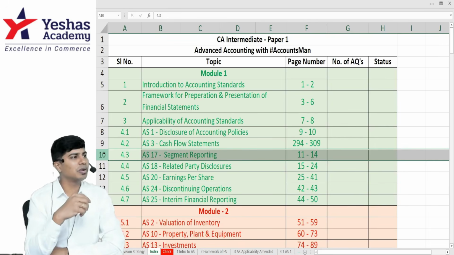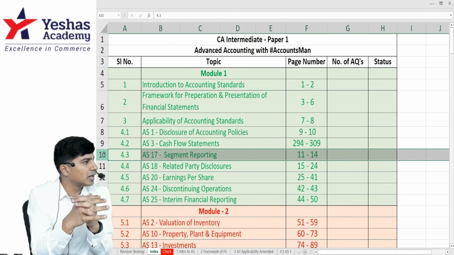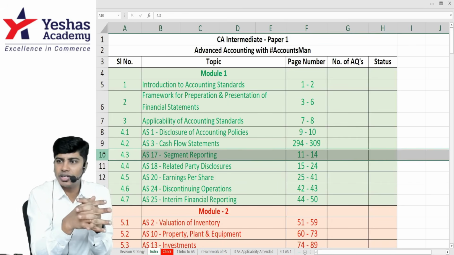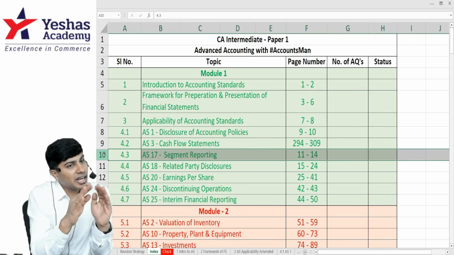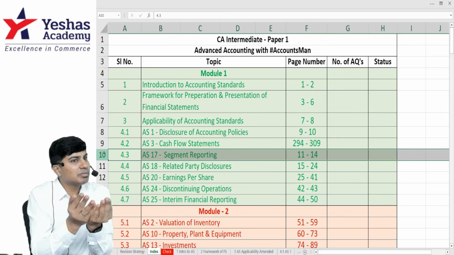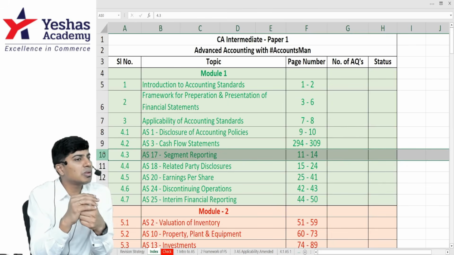AS17, segment reporting. See, as a business as a whole, you prepared a trading account, P&L account, balance sheet. In your PU, you did the same. In foundation, you did the same. In BCom, you did the same. But the entire business as a whole is okay. Sometimes you need to identify the profitability for a specific department or specific part of the business also.